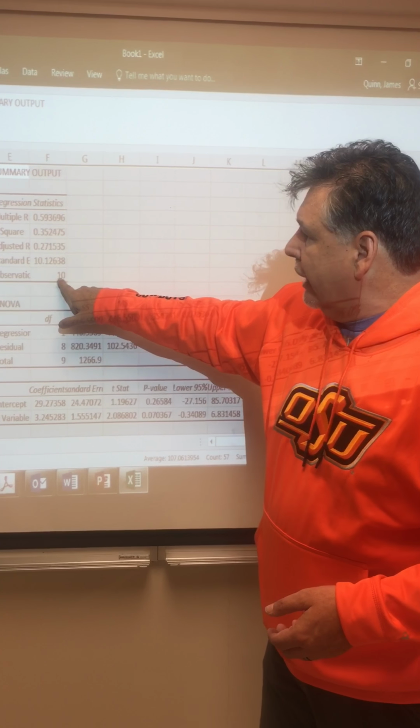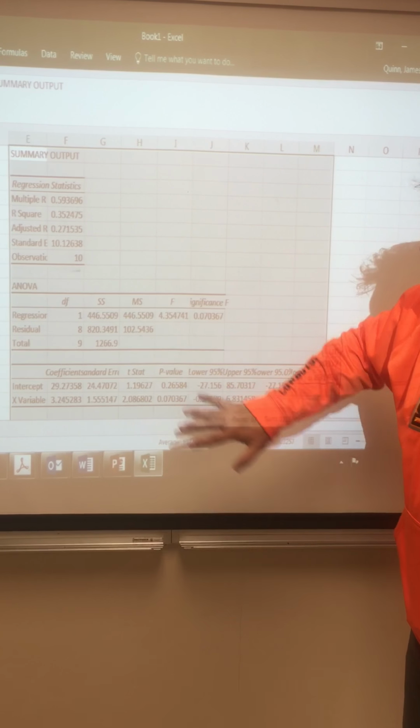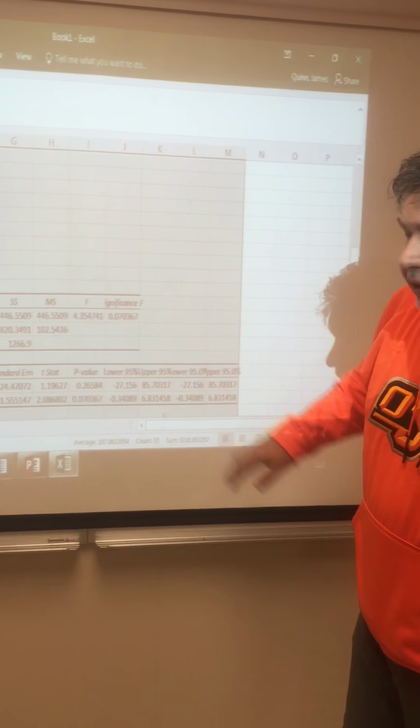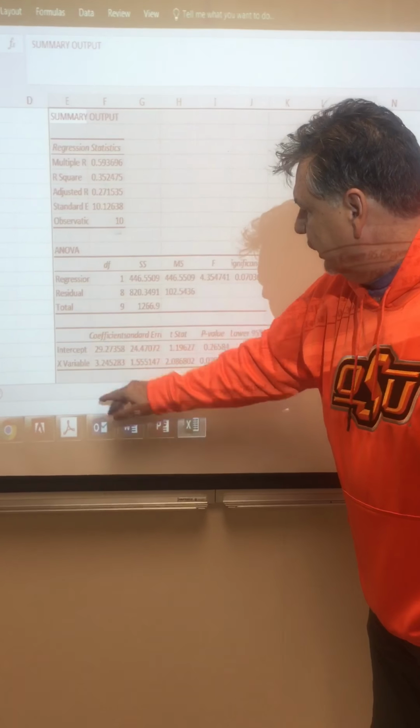And we've got 10 pairs that we have observed, so all that looks good. I'm not going to mess around with the ANOVA table right now. We'll learn about that in the weeks coming up. However, I want you to be able to read this.